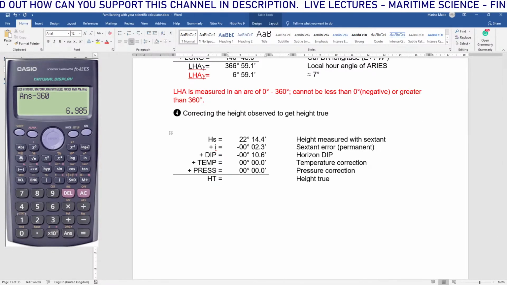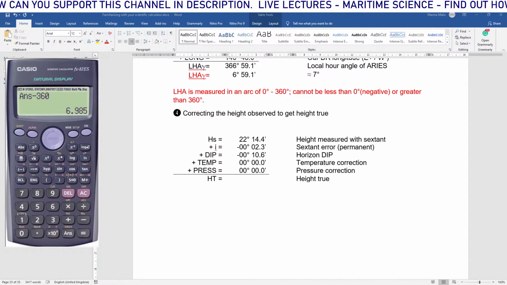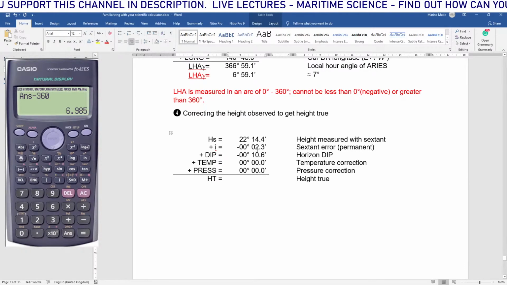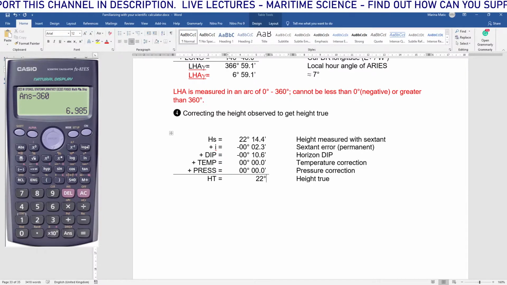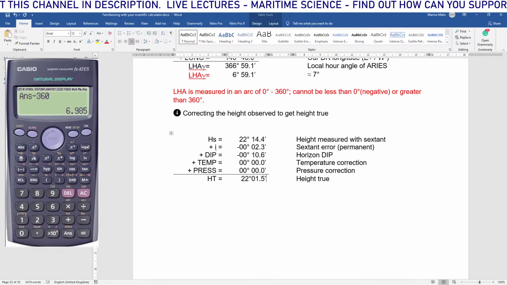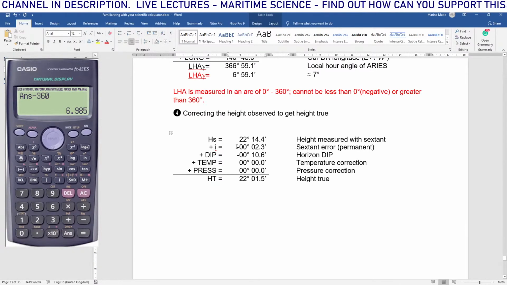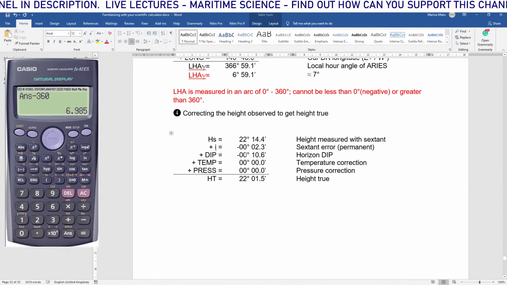So we have 22 14.4, and we have minus 2.3 and minus 10.6, and once we calculate that, we get what is that? That is 12.9. So that means that is 22 degrees 01.5 minutes. Now you can do this with a calculator. Just keep in mind that this value has 0 in front. So 0 degrees 2.3 minutes, 0 degrees 10.6 minutes.